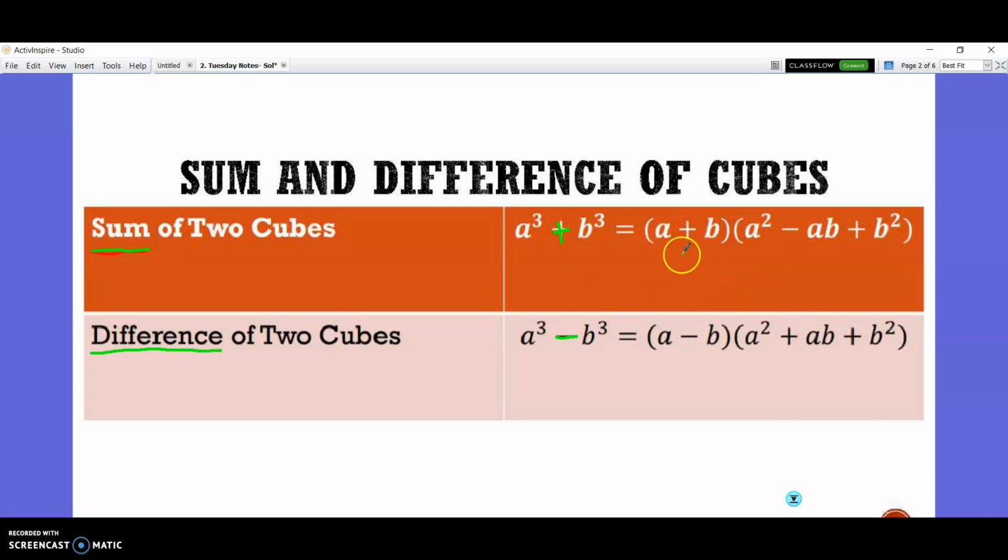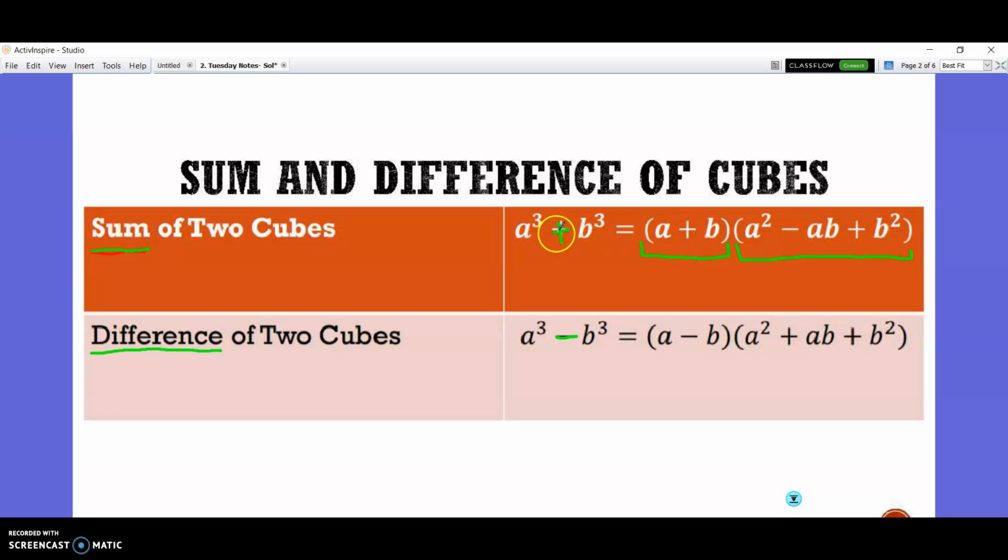The factors are going to be, once you figure out what a is, not a cubed, but a, then you can figure out the factors. One is going to be a binomial. There's two terms here. The next one is going to be a trinomial. There's three terms here.